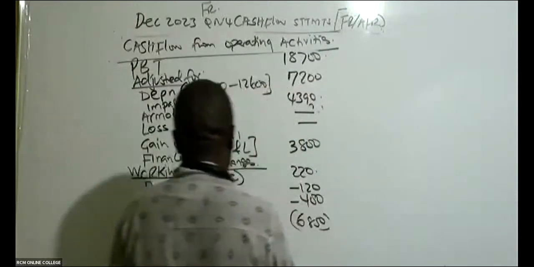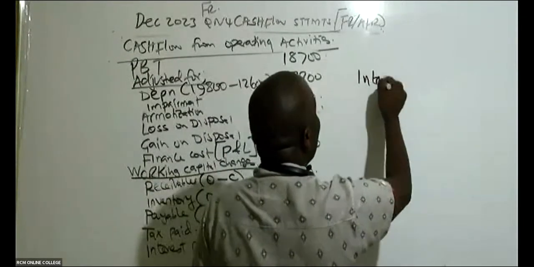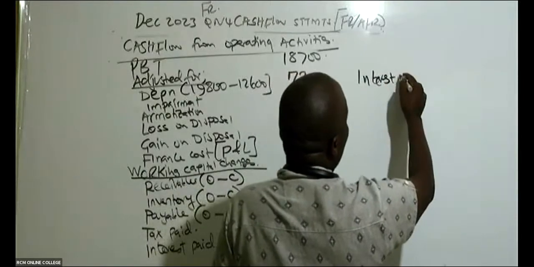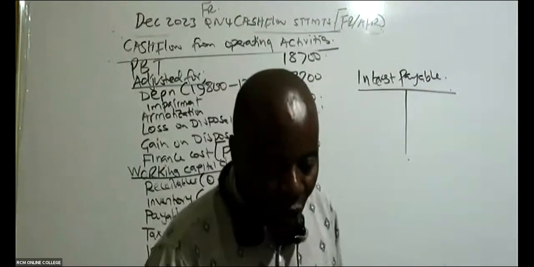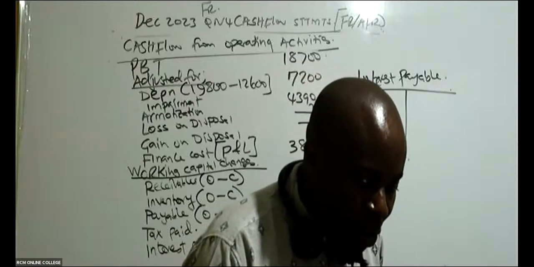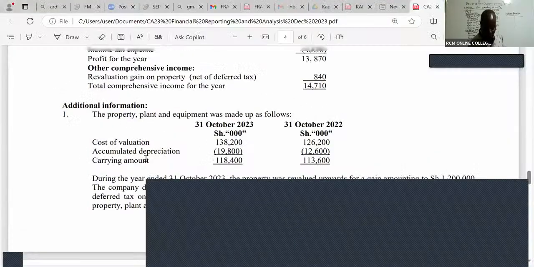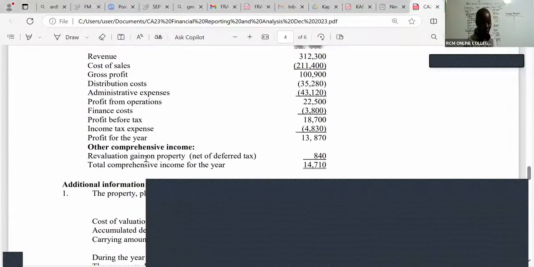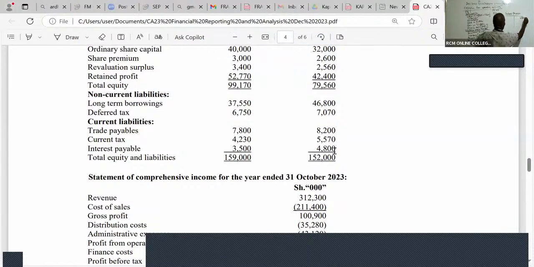That's why later on you'll see Mwalimu will not be using the T accounts totally. Interest paid: track your interest payable. Go to your balance sheet and see how interest behaves. So here, you see interest payable. At the beginning of 2022, you had 4,800. At closing, it is 3,500.